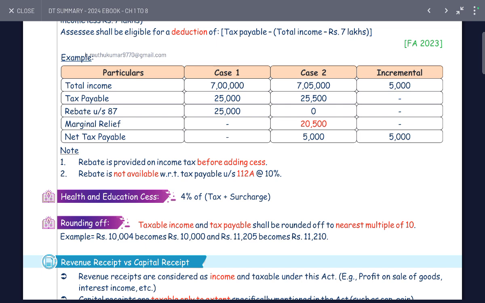Rebate is provided on the income tax before adding cess. The rebate is not available with respect to section 111A or 10%.